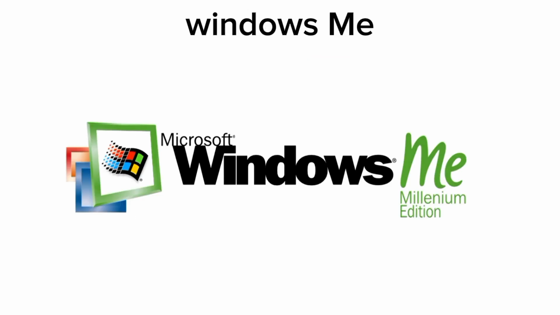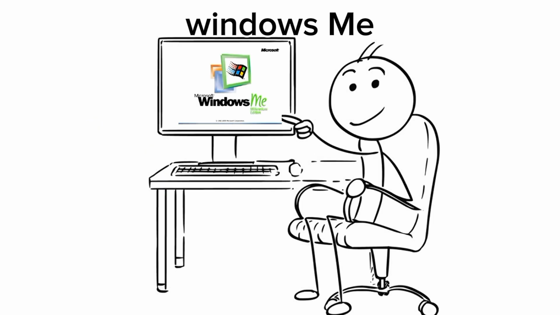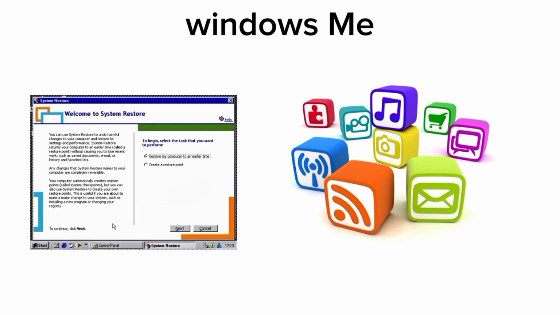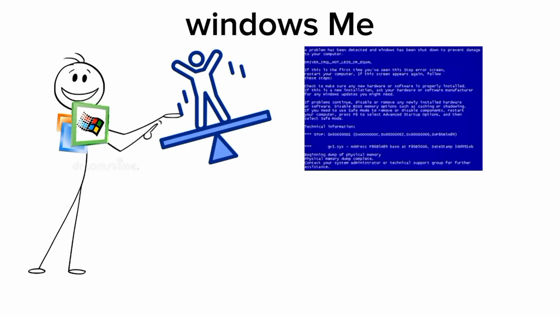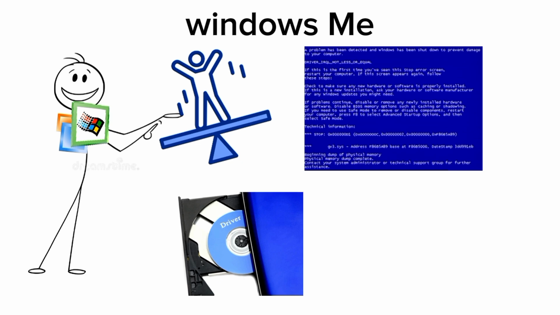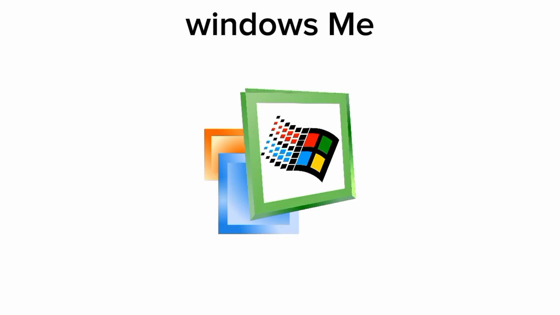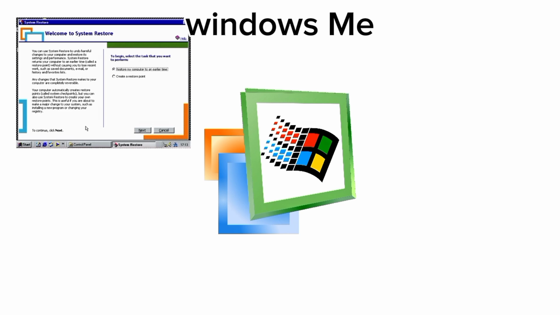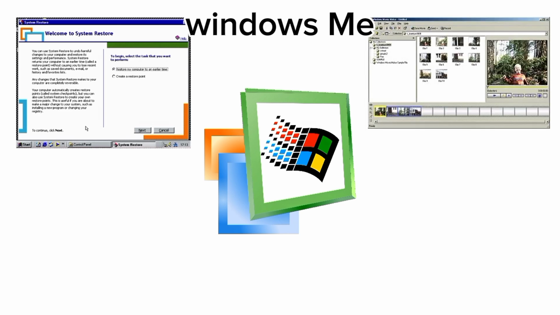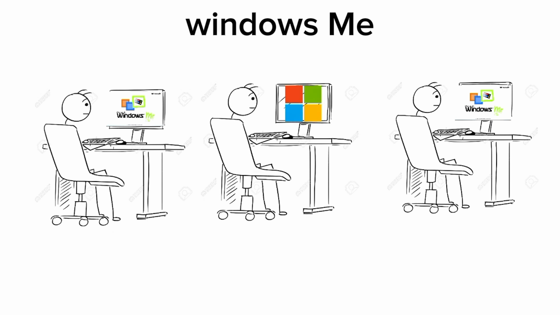Windows Me tried to modernize home computing. It added System Restore, better multimedia tools, and faster startup. But Me became infamous for instability. Frequent crashes, poor driver support, and slow performance gave it a bad reputation. Still, Me introduced ideas that would evolve later: System Restore, Movie Maker, new USB stack. Even though Me failed publicly, it helped Microsoft figure out what users really wanted.